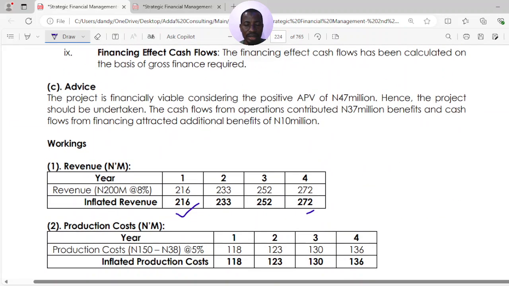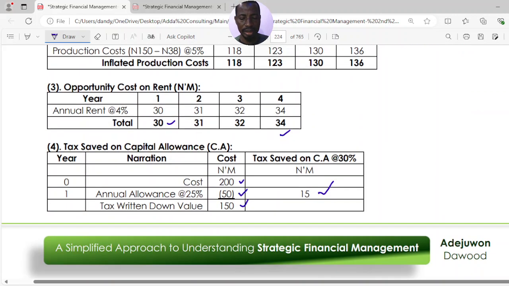So the project is financially viable considering the positive NPV of 48 million naira. Hence, the project should be undertaken. The cash flows from operation contributed 37 million naira benefits, and cash flow from financing attracted additional benefit of 11 million naira, making 48 million naira. So that is the end of the question. And that's the end of the adjusted present value.